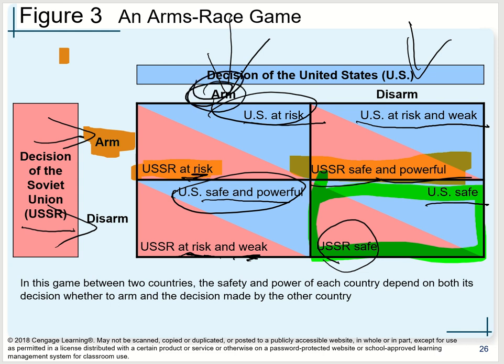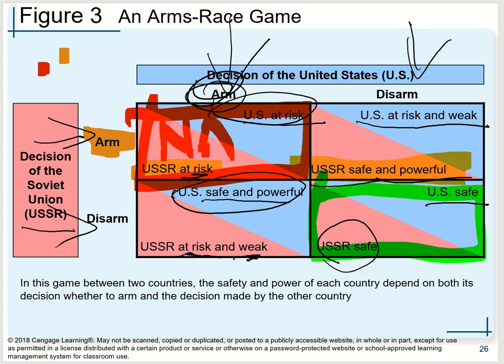So you have two parties, both with a dominant strategy, and they will both always choose to arm. Then you end up over here, and that is your Nash equilibrium. Okay.